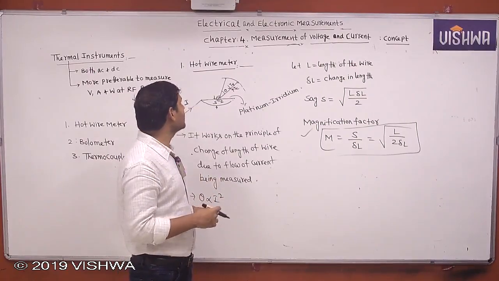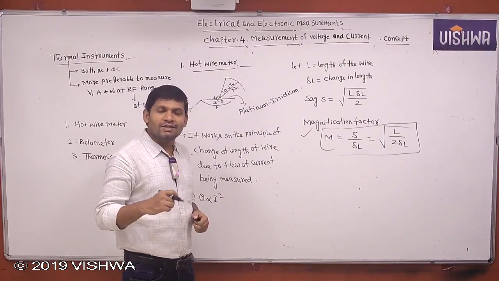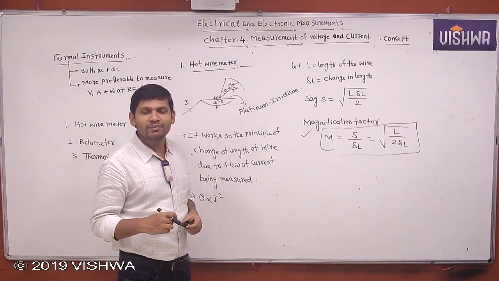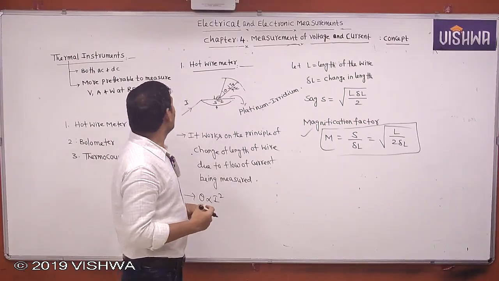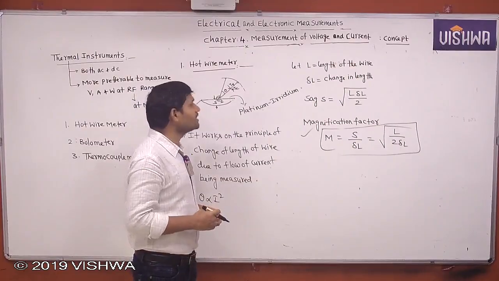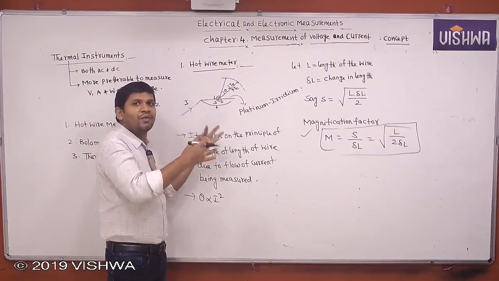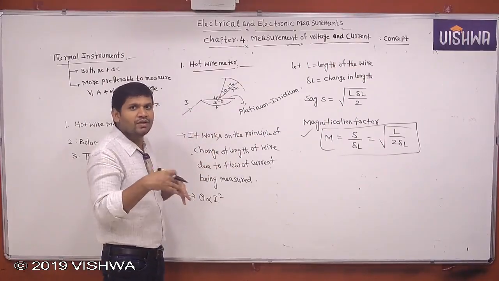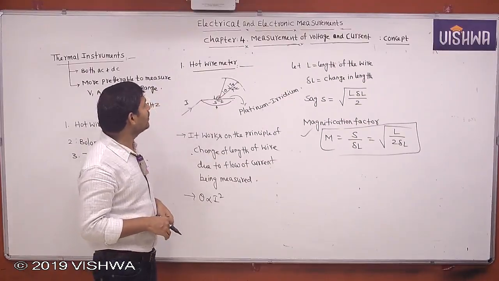We can measure a maximum current of 5 amperes, and by using a series resistance in series with the meter, we can measure the voltage up to 100 volts only. Okay, that is the voltage and current we can measure. If we allow high currents, because of the heating effect, the wire may be damaged. That's why you can't measure very high currents by using a hot wire meter. But these instruments are outdated.